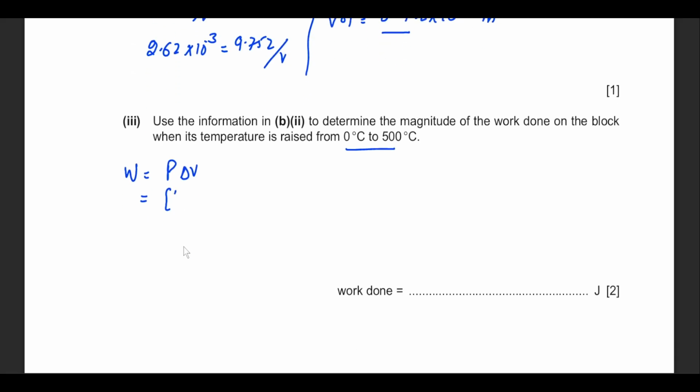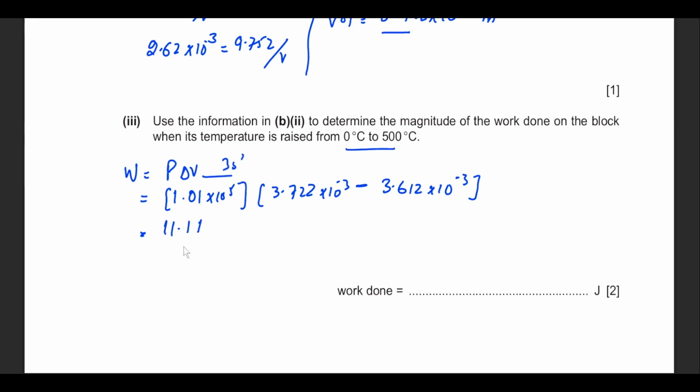Right? So, the external pressure is 1.01 into 10 raised to the power 5, times 3.722 into 10 raised to the power minus 3, minus 3.612 into 10 raised to the power minus 3. And this comes out as 11.11. Now notice that this is a 3 significant figure number. These are 4 significant figures. So my natural inclination will be towards the least number of significant figures, which is 11.1 joules.